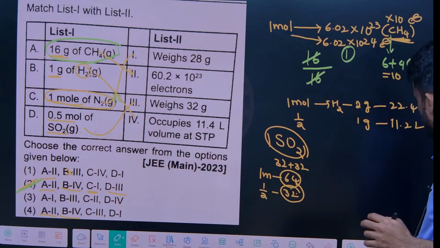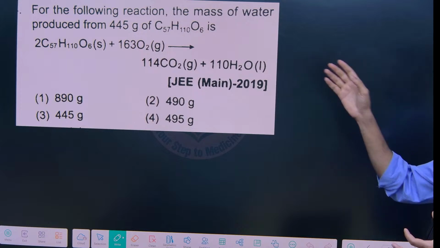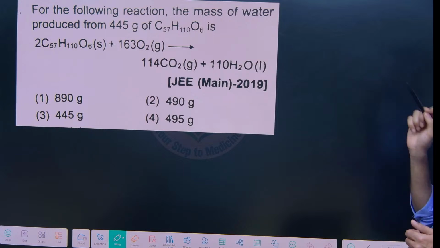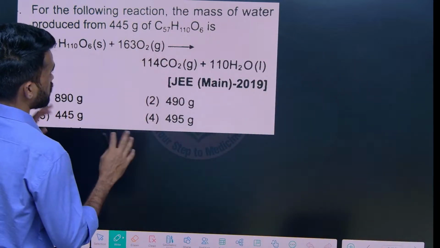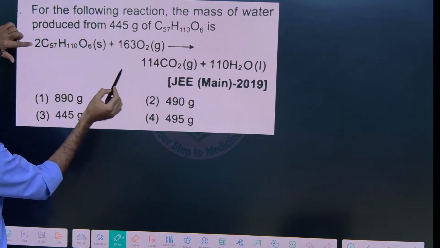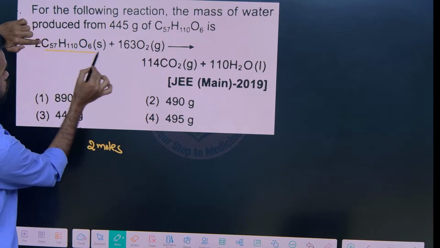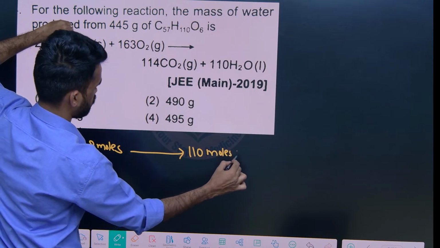Clear. Next. Can you answer me this? How can we do this? For the following reaction, the mass of water produced from 445 grams of the given substrate. See, the equation looks very big, but you can solve this very easily. As per this balanced equation, 2 moles of the starting material, this big molecule, produce 110 moles of water.